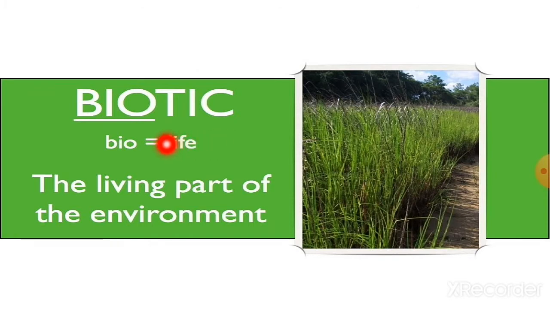Biotic. The name bio means life. Bio means life or living. So, the living part of the environment is called biotic. For example, plants, animals, etc. All the living things which are present in the environment are called biotic.